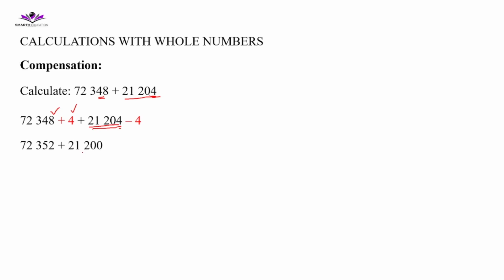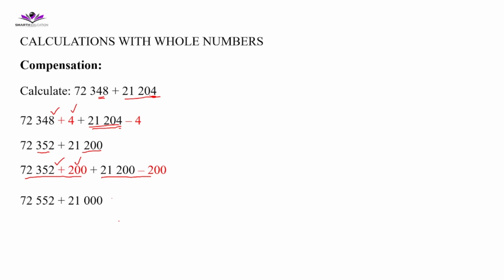Now I can subtract 200 from this number and then add it to this number. Say 21,200 minus 200, and then 72,352 plus 200. You see that? So this side will remain with 21,000, and then we add the 200 to this. It's very easy to do this. So it becomes 72,552, and then you remain with 21,000 this side. If you find it easy to add 21,000 once, you can do that.